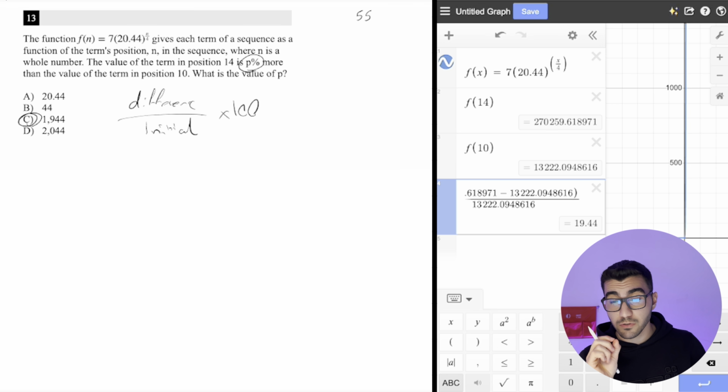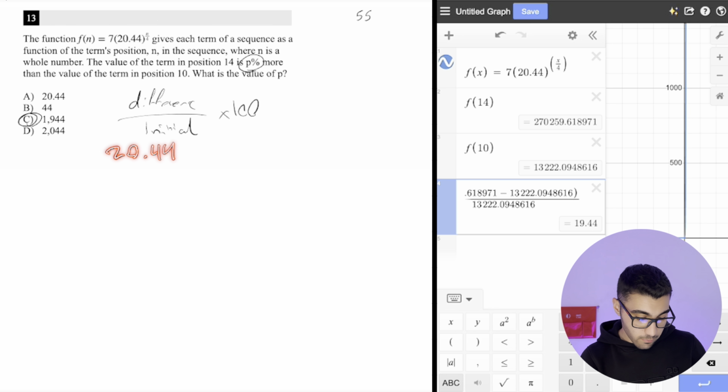Now this question, if you do not do it in this way, is going to be super tricky, because you might find 20.44 and when you multiply by 100 you get this.